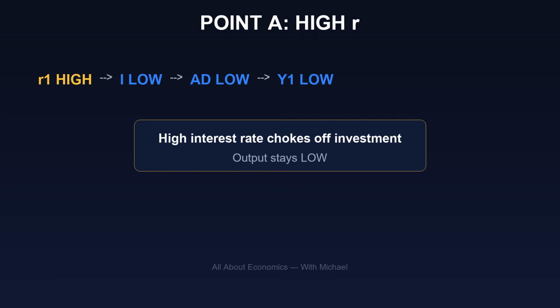Finally, we get to I for investments. This is the really fluid part of our equation. Investments act as a negative function of the interest rate, which we call R. Simply put, when the interest rate is high, borrowing money is expensive, so investments naturally drop.